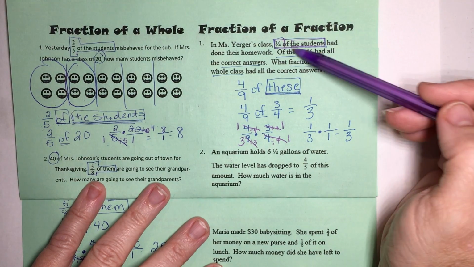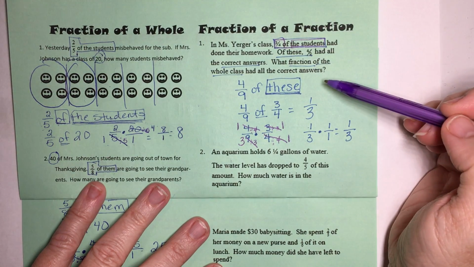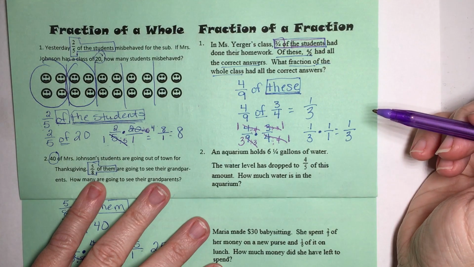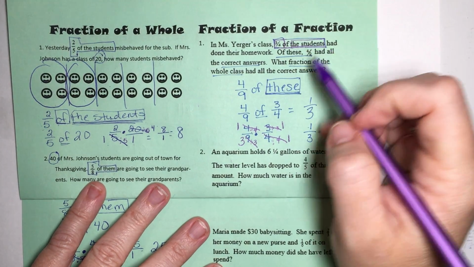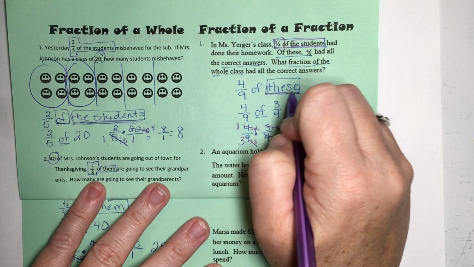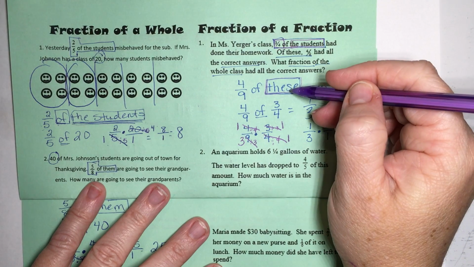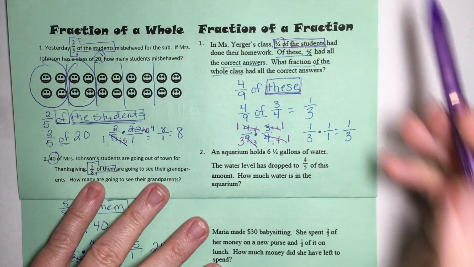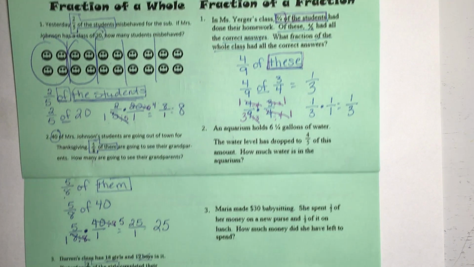So I just wanted to point that out to you, that not always when you have a fraction next to the word of are you going to be able to multiply. Okay? Sometimes you'll have to add, sometimes you'll have to subtract. But if you can replace the phrase that is after the word of with a number, then it is a multiplication situation. All right, so let's look at number 2.